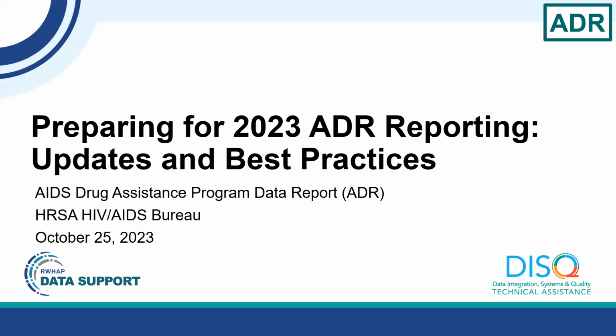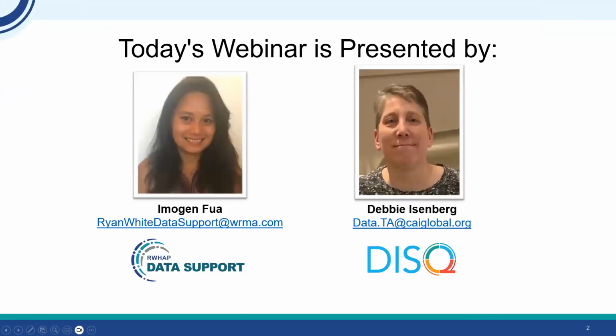Today's webinar is going to be a joint presentation. First, you'll hear from Imogene Fua from Ryan White Data Support, also a group engaged by HAB to provide training and technical assistance. Imogene will focus on 2023 reporting clarifications and reminders and highlight some common reporting requirement challenges. Then I'll jump back in and discuss best practices for reporting high quality data.